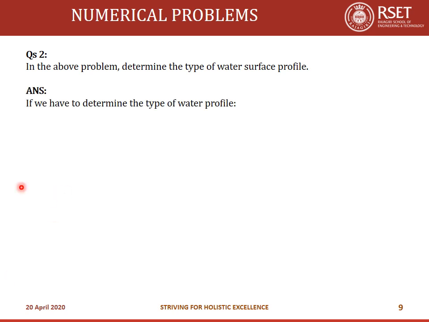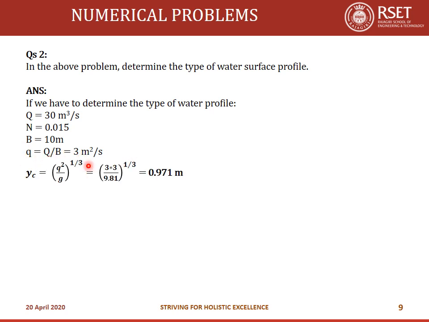So to find that out, first we should know the relative positions of critical depth level and normal depth level. So we should know Yc and Yn. We know Q is equal to 30 meter cube per second. Manning's constant is 0.015. B is 10 meter. So small q, which is discharge per unit width, capital Q by B, is 3 meters squared per second. And directly we can use it to find out the critical depth. Critical depth is (q squared by g) raised to 1 by 3. So (3 squared divided by 9.81) raised to 1 by 3, I will get critical depth to be 0.971 meter.